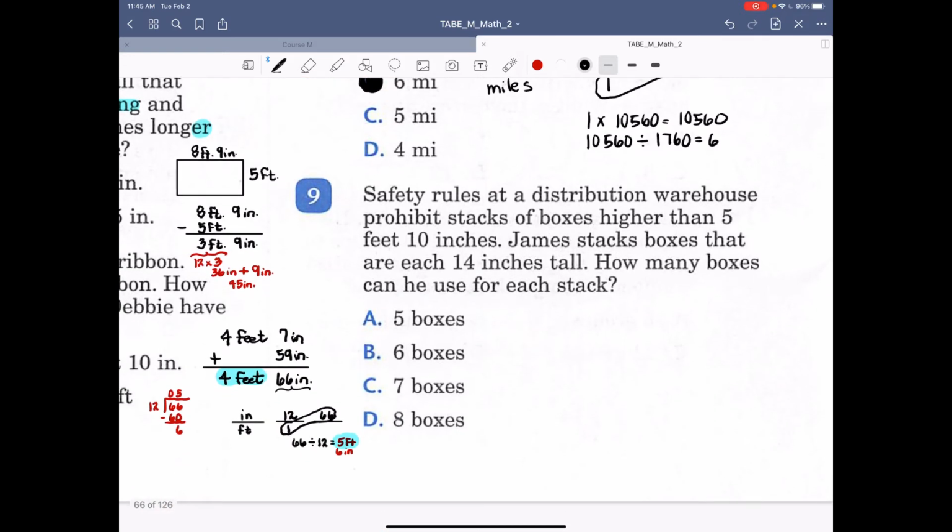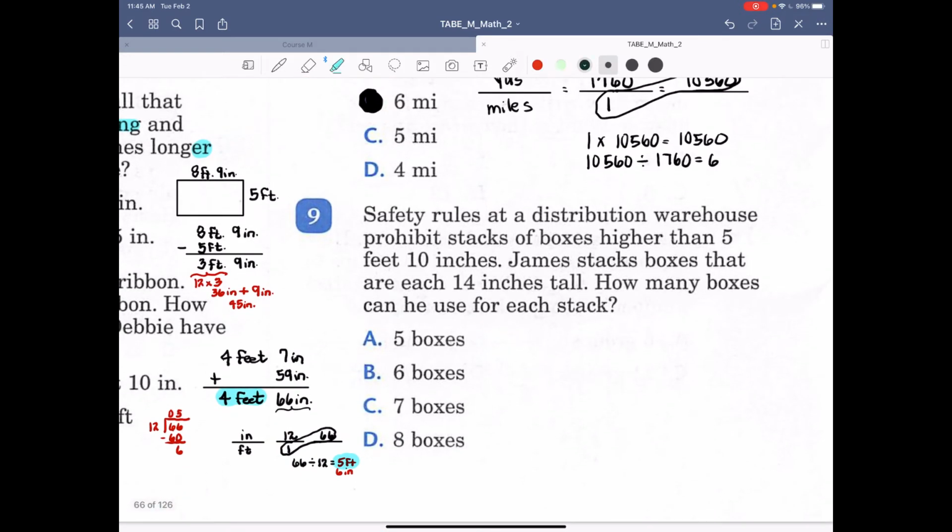Number 9. Safety rules at a distribution warehouse prohibit stacks of boxes higher than 5 feet 10 inches. That's the limit. Jamie stacks boxes that are each 14 inches tall. How many boxes can he use for each stack?